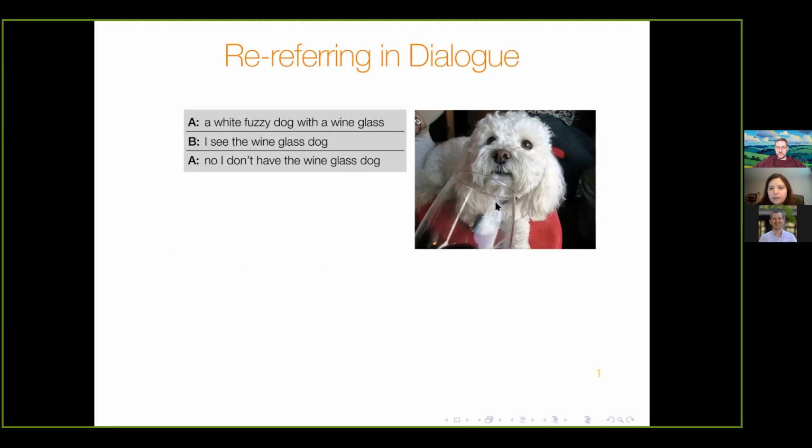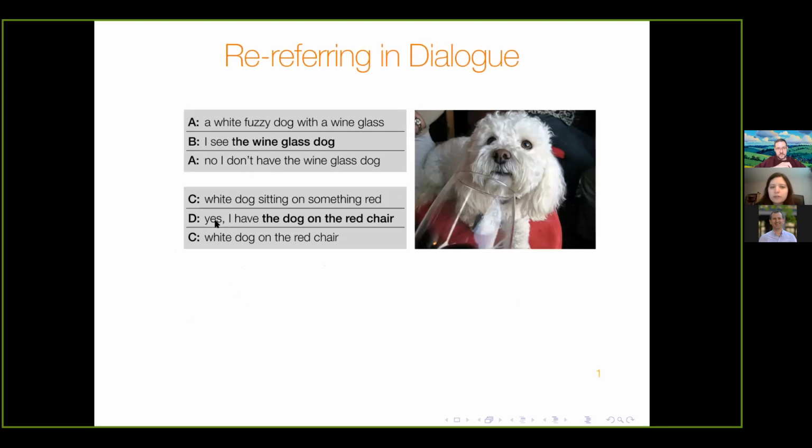So let's say we have this image and we're talking about this image with a conversation partner. We could start by saying a white fuzzy dog with a wine glass, and then the other person maybe says, oh, I see the wine glass dog again. So if we see this image multiple times, the way that we refer to this image could change over time. Let's say we were talking about this image with different people, then we may just start with white dog sitting on something red, and I have the dog on the red chair.